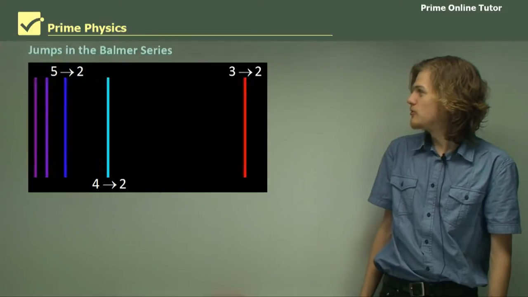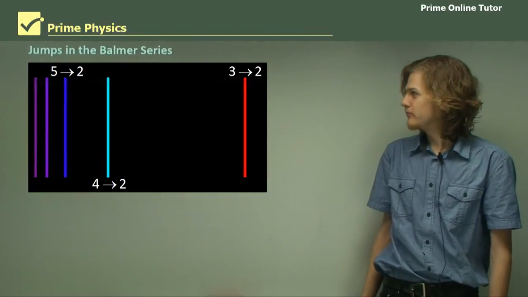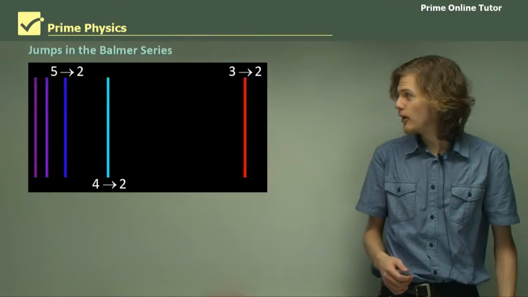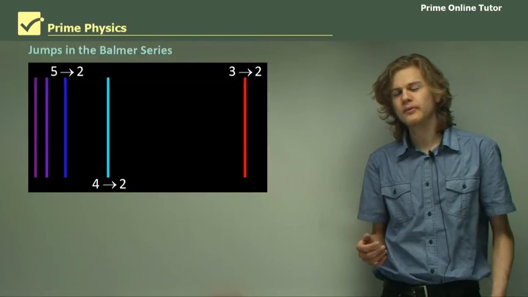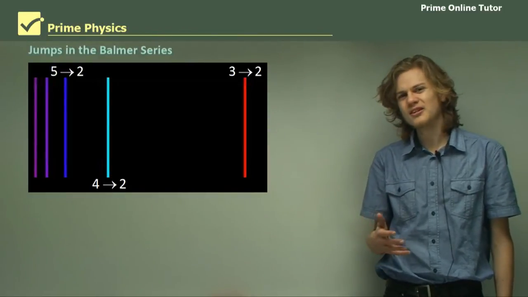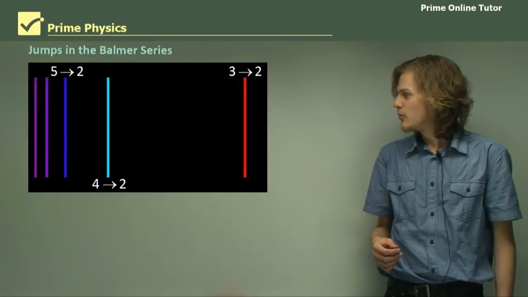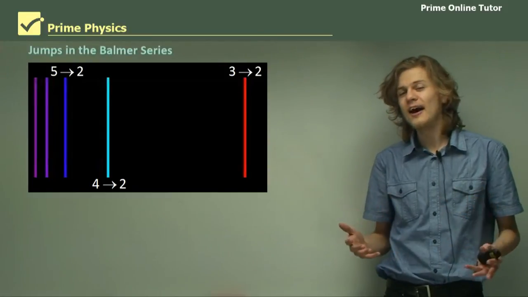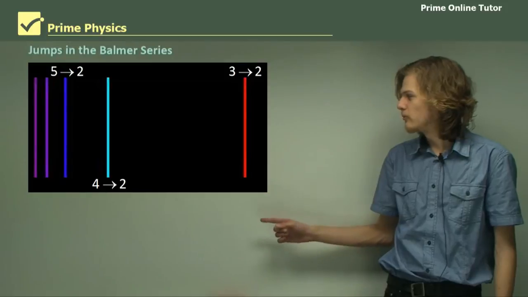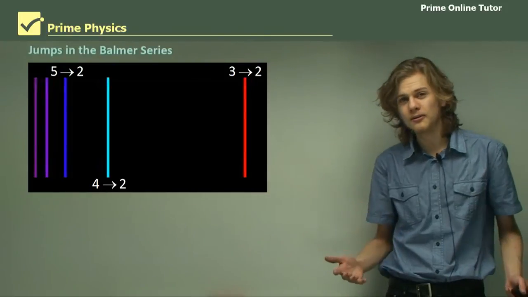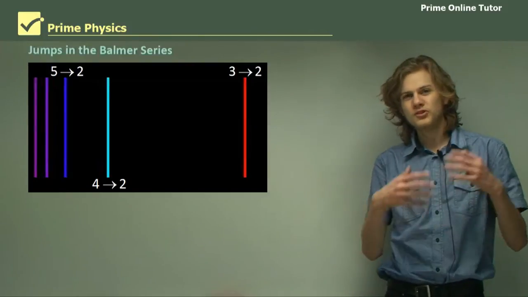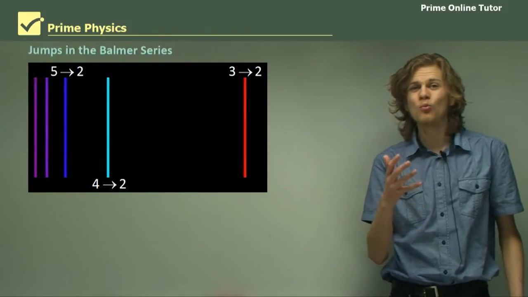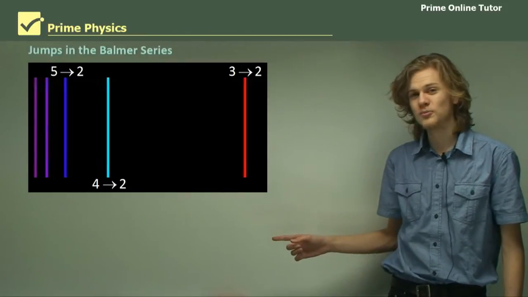Here we can see a few jumps in the Balmer series. There's a red line all the way to the right of the photograph, and that corresponds to an ni of 3 and an nf of 2. That's about 600-ish nanometers. As we raise ni, we end up going to light blue and then to dark blue and violet. If you want, you could even put these numbers on a calculator and stick them into the equation and find out exactly what wavelengths of light these lines correspond to.